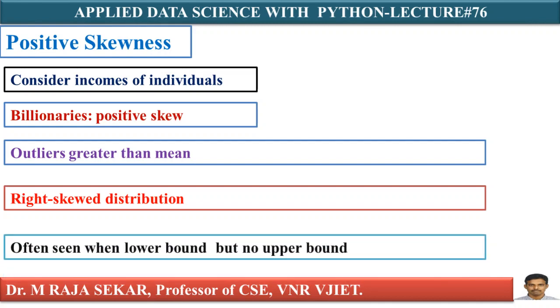This sentence is very important. Let me repeat. You are likely to encounter a right skewed distribution where there is a lower bound, but there is no upper bound. What does it mean? Anyway, we will try to understand these points with the help of a simple diagram. A lower bound for income is an income of 0, but there is no upper bound. You can be a billionaire or even a trillionaire. There is no upper bound.